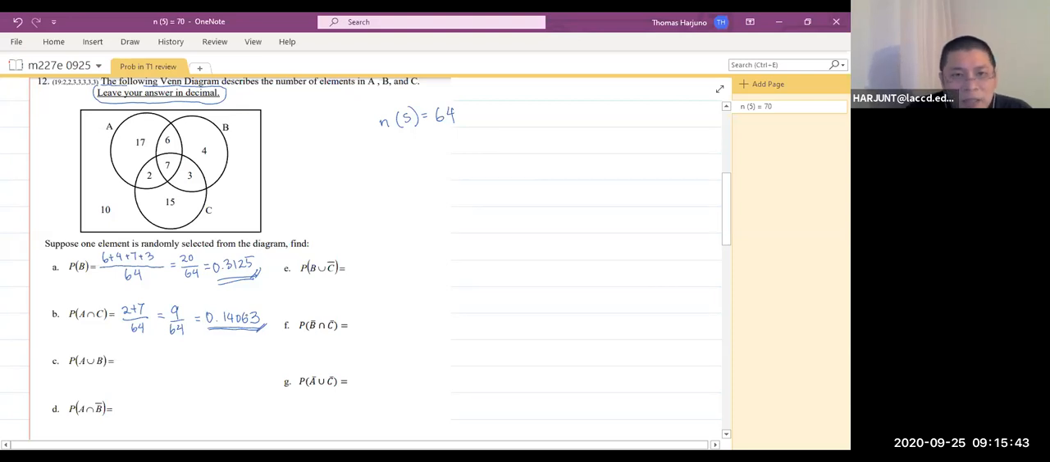Thomas, can I make it 6 decimal places? Yes, you can. But at least 5 decimal places.